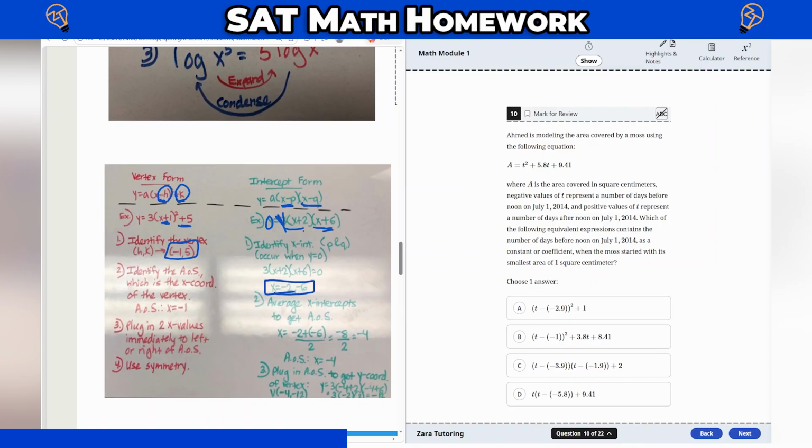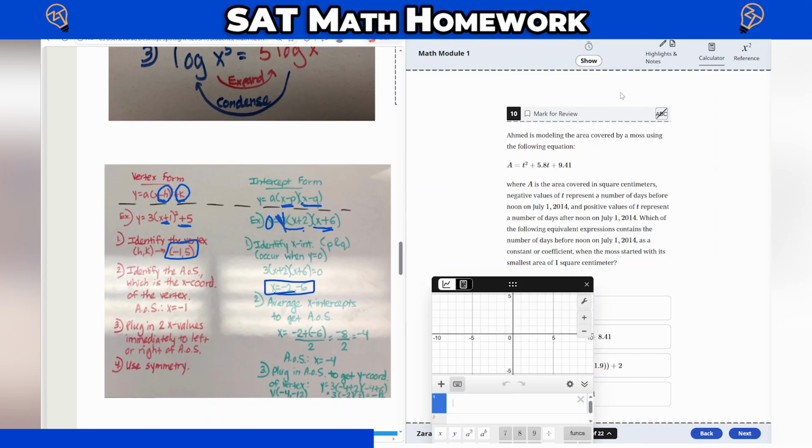And the reason this is significant is notice if we go into Desmos and we go ahead and graph this function, I could put y equals, or I could just type it with x's, so x squared plus 5.8x plus 9.41. Keep in mind what we're trying to find here. It says we want to find which of these equivalent expressions contains the number of days before noon as a constant or coefficient. In other words, as an actual number in the answer option when the MOS started with its smallest area of 1 square centimeter.